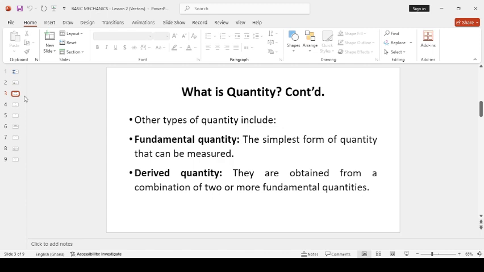Aside from the scalar quantity and the vector quantity, we also have other quantities such as the fundamental quantity. We say that the fundamental quantity is the simplest form of quantity that can be measured.